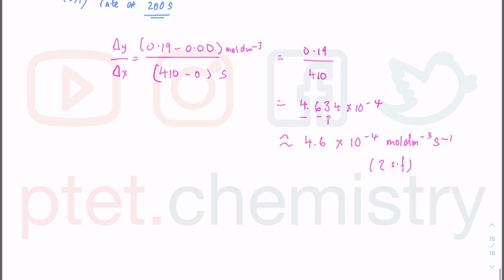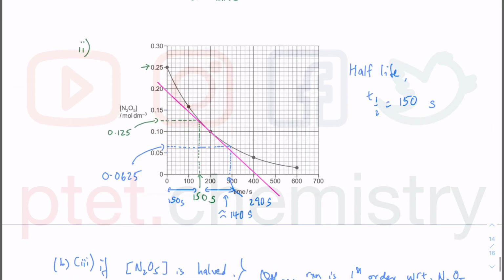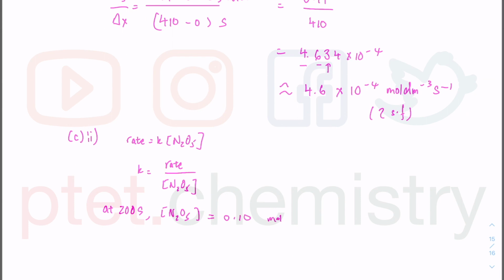To the next part of the question, C part 2. Use your answer to C part 1 as well as this rate equation. So rate equal to k N2O5 to the power 1, first order. I want the rate constant, so k equal to the rate over the N2O5. At 200 seconds, this is my rate at 200 seconds. What is my concentration of N2O5 at 200 seconds? Reading from your graph, at 200 seconds, so this is the point there, the concentration of N2O5 is 0.10 mole per dm cube.